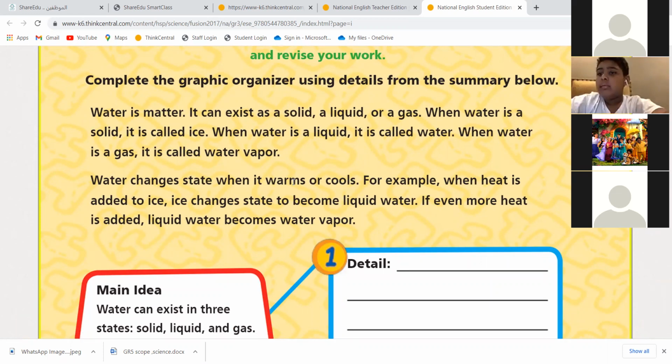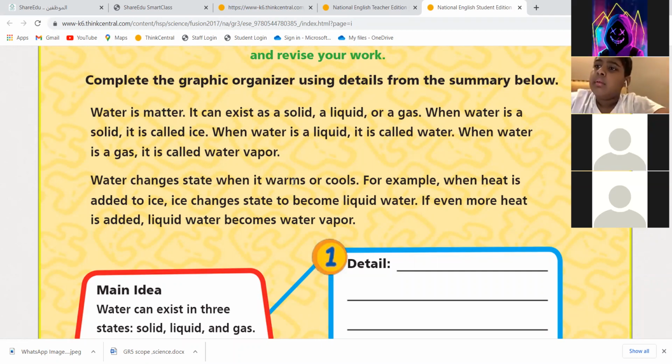Organizer using details from the summary below. Water is matter. It can exist as a solid, a liquid, or a gas. When water is a solid, it is called ice. When water is a liquid, it is called water. When water is a gas, it is called water vapor. Okay, yeah, thank you.